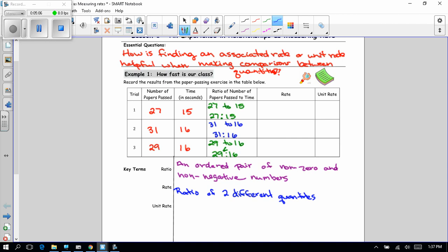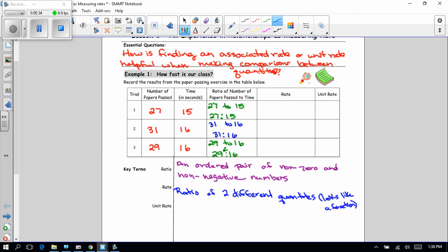All right. Notice if you go back to the problem that I gave you, it's about papers and time. Papers is one quantity, time is a different quantity. All right, and so that's what that's referring to. Now a rate, you would actually probably think of it, it would look more like what you would call a fraction. Right? Looks like a fraction.